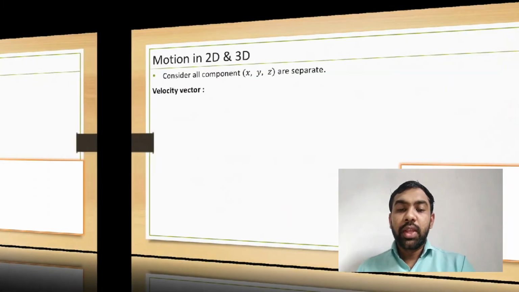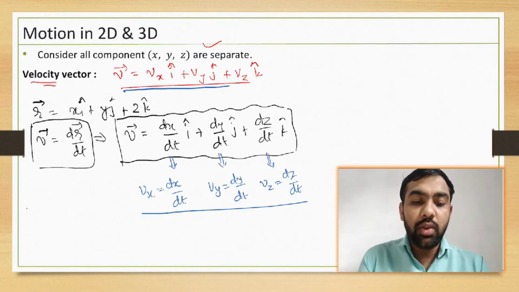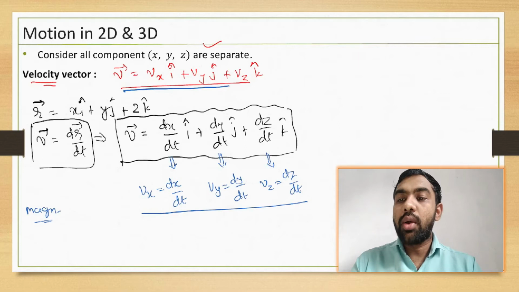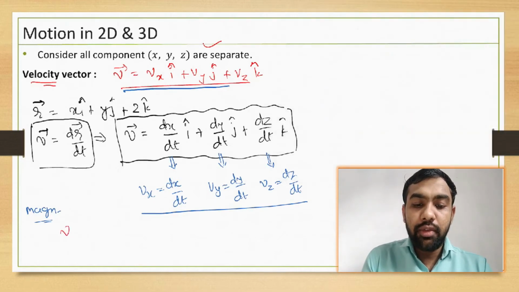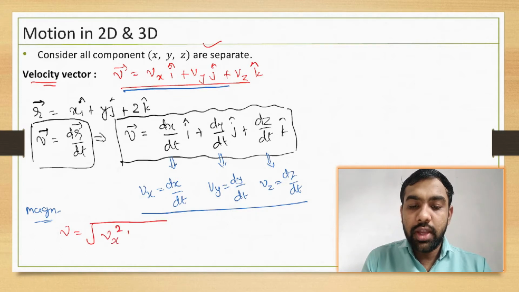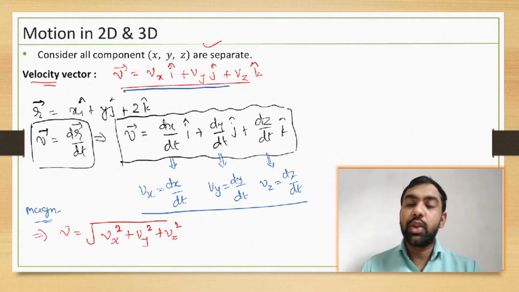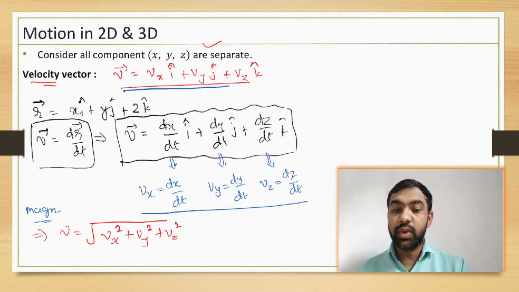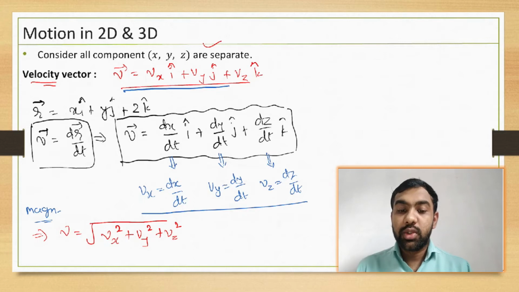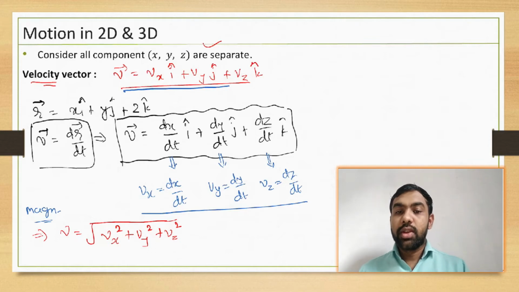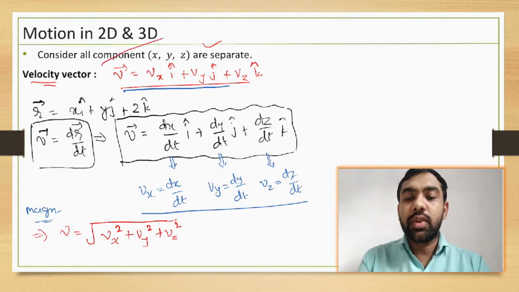So what about velocity? For velocity you apply the same thing. What is the magnitude? If you have to find the magnitude, then v is equal to under root vx square plus vy square plus vz square. That's the velocity magnitude, the net velocity in three dimensions: first component square plus second component square plus third component square. First component means vx, second component means vy, and third component means vz. And what about direction? We know the direction of velocity is equal to the direction of motion.